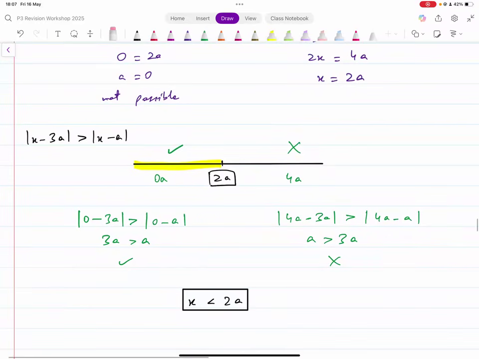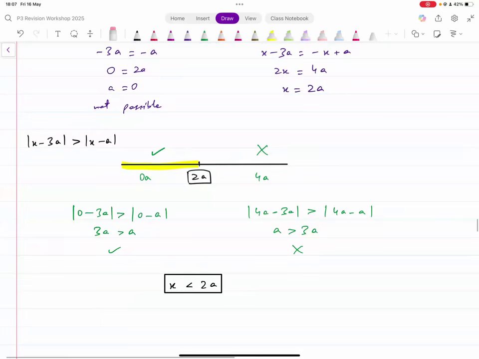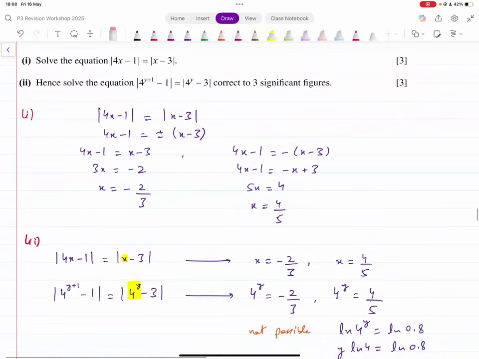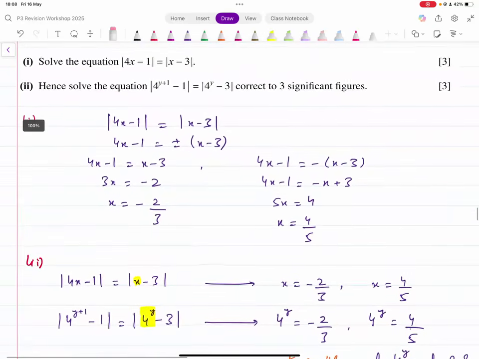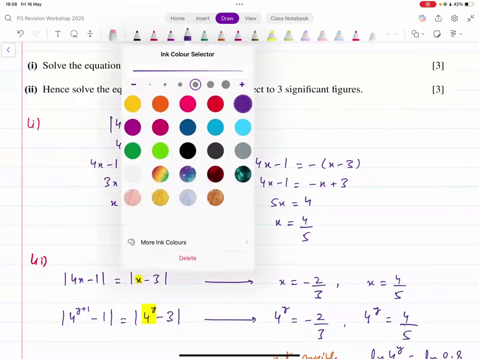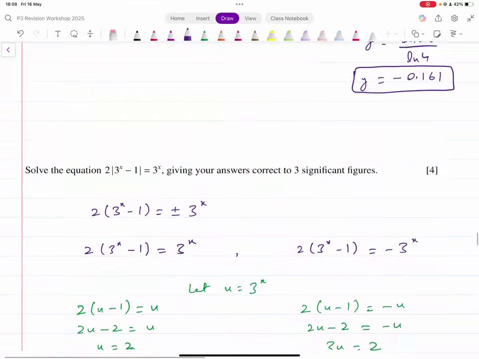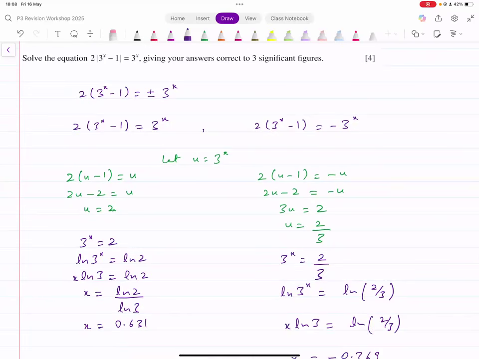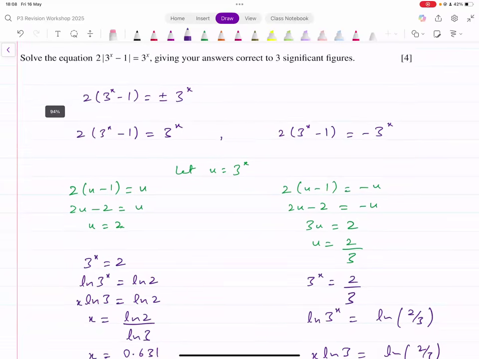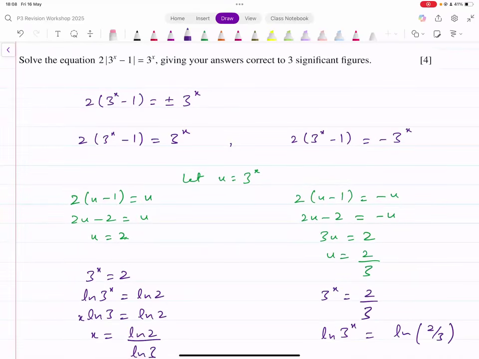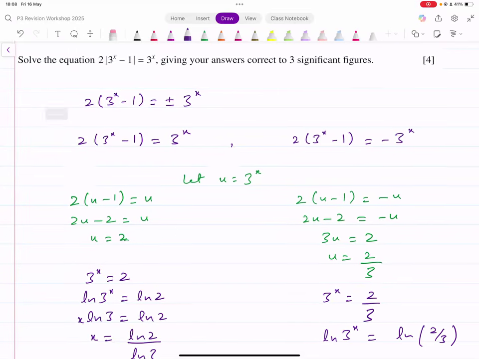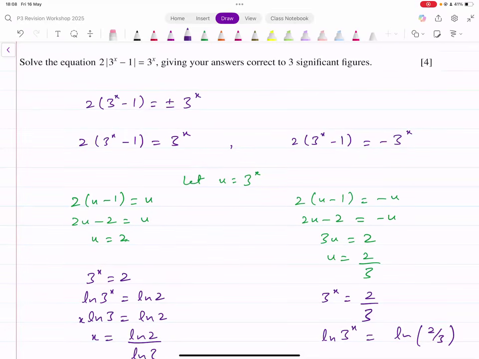x less than 2a. Now, sometimes it is also possible that you only end up getting 1 critical point and not 2. Okay. Now, you will see in some cases that you would have to use logs here as well. We will talk about logs later on today, but you end up getting equations or inequalities that combine both of them. For example, you could have something like this: 2 into modulus of 3 raised to power x minus 1, that equals 3 raised to power x.